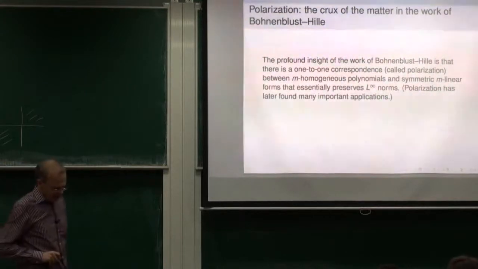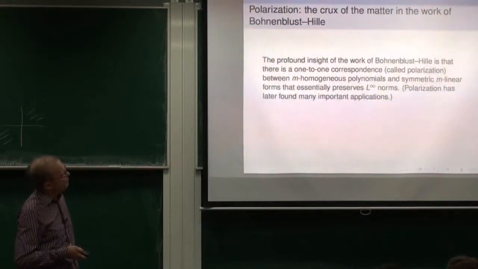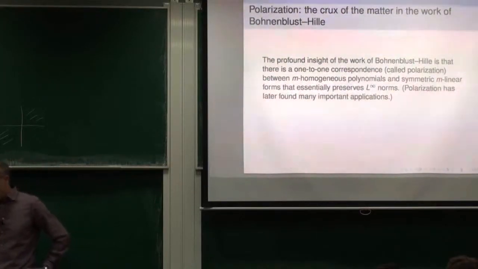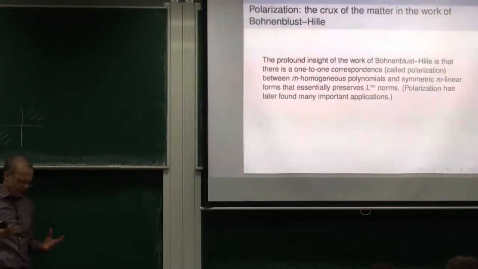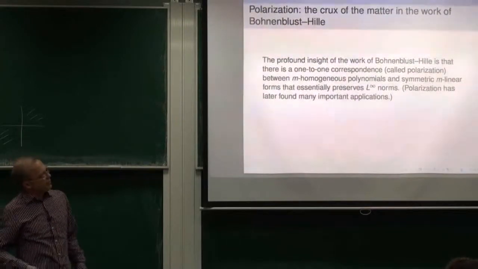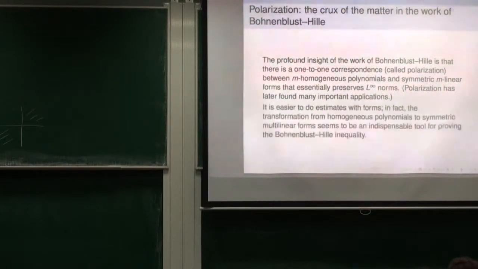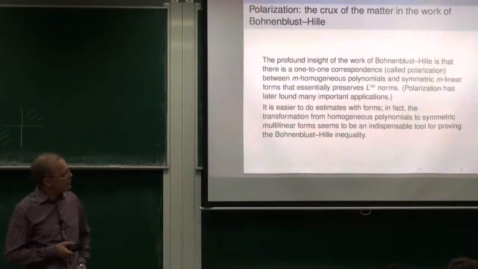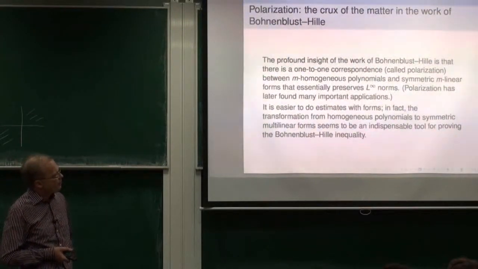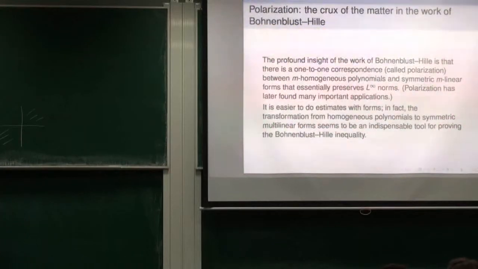But the point I want to make here is really perhaps the most important idea in the work of Bohnenblust and Hille. The most profound insight, I would say, is that in order to deal with this, you should go from homogeneous polynomials to multilinear forms. And this procedure of going from polynomials to multilinear forms is known as polarization. So this was invented actually by Bohnenblust and Hille in this paper. And it's easier to work with multilinear forms than with polynomials. And it seems to be an indispensable tool for proving the Bohnenblust-Hille inequality.